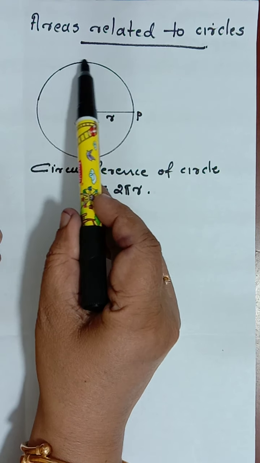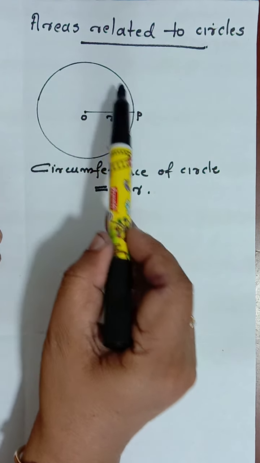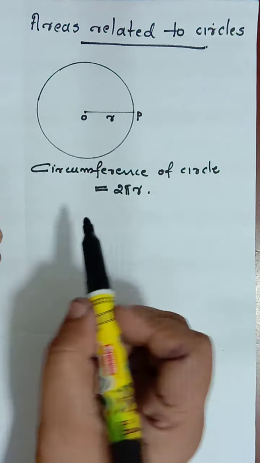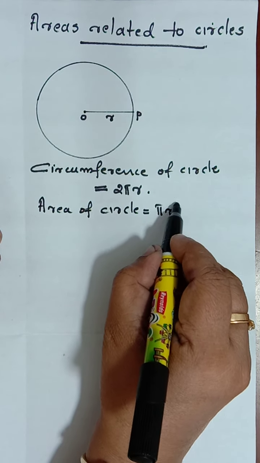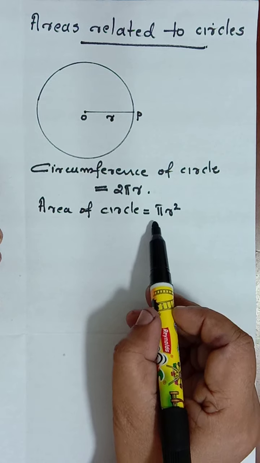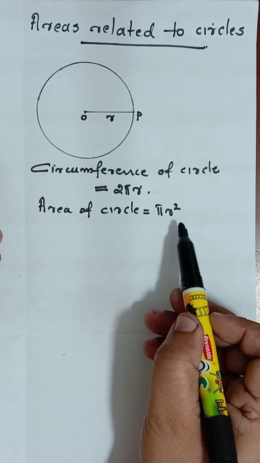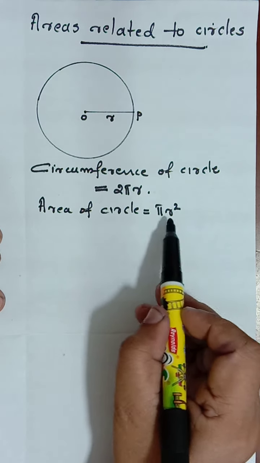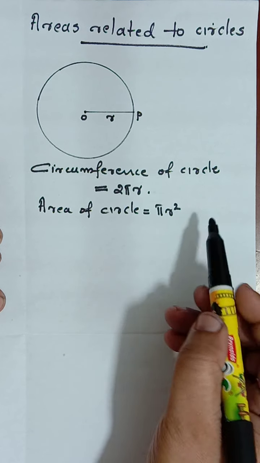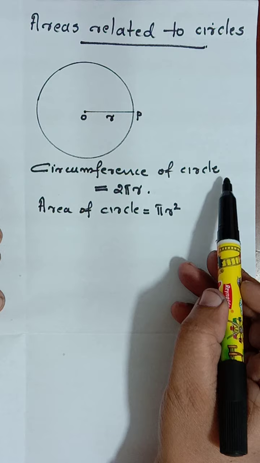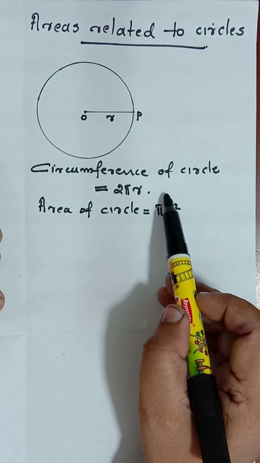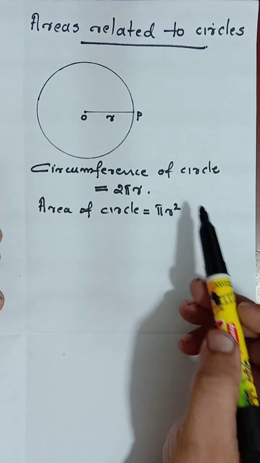Circumference means it is the length around the circle. That is called circumference. Now area of the circle. Area of circle equal to pi r square. If we know the radius, formula is pi r square. That comes in square units, whereas circumference comes in same unit, centimeter, meter or whatever is given to us.